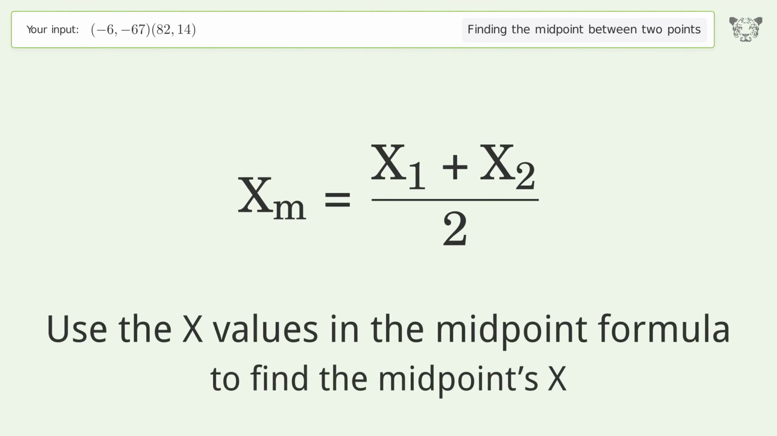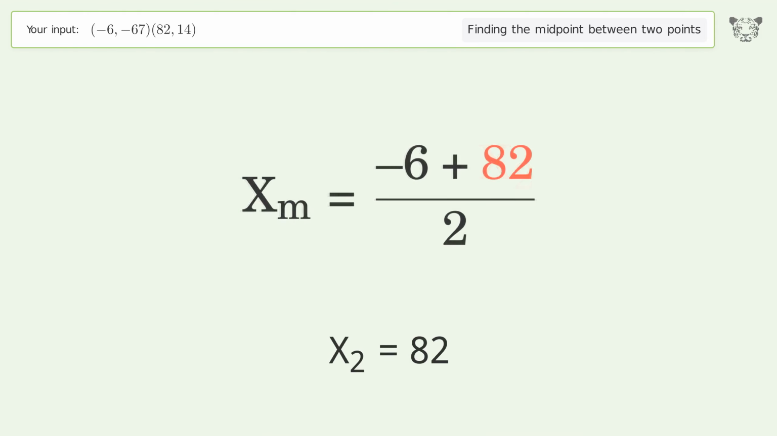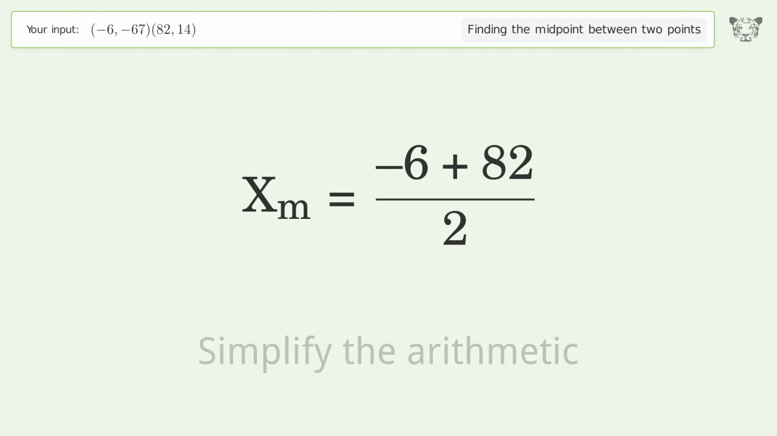Use the x values in the midpoint formula to find the midpoint's x. x1 equals negative 6. x2 equals 82. Simplify the arithmetic.